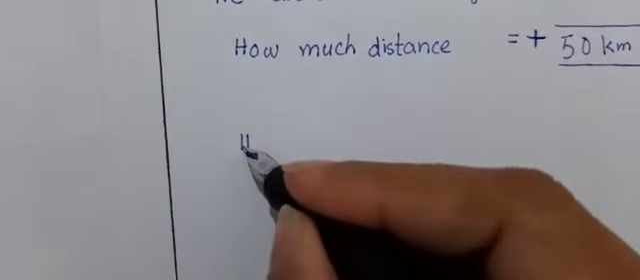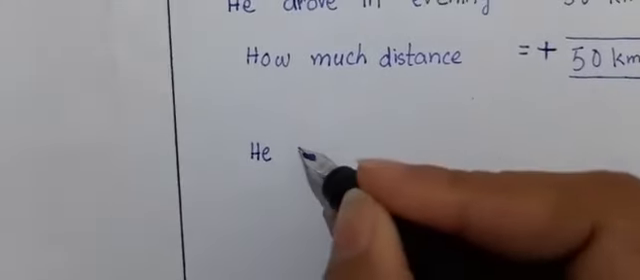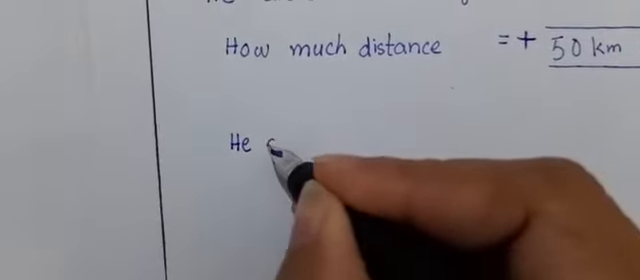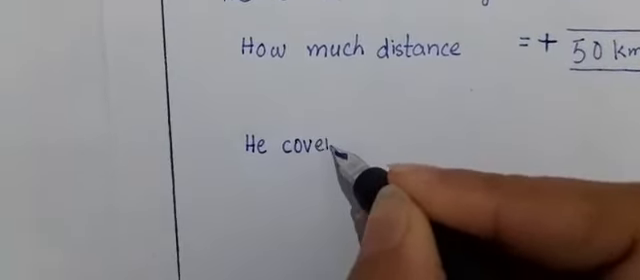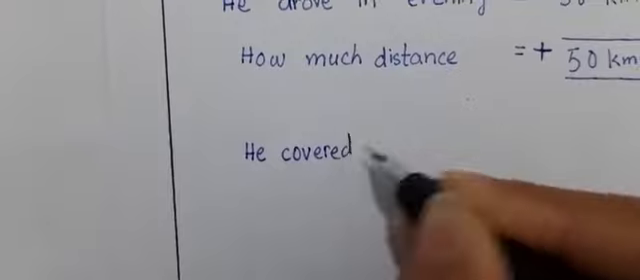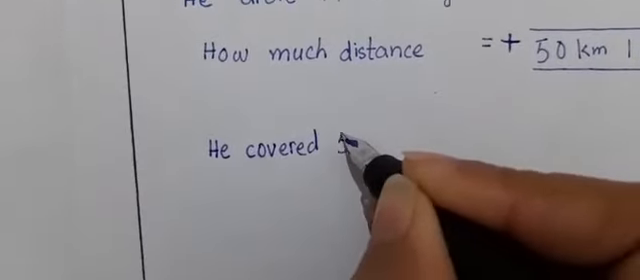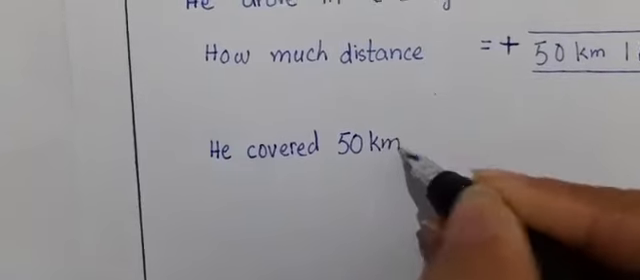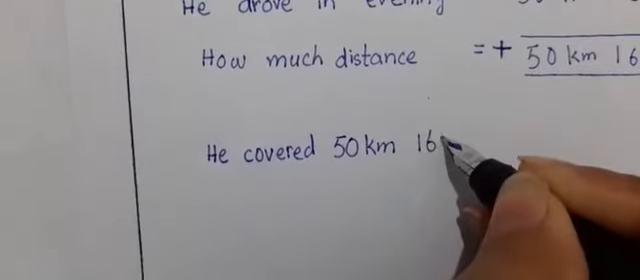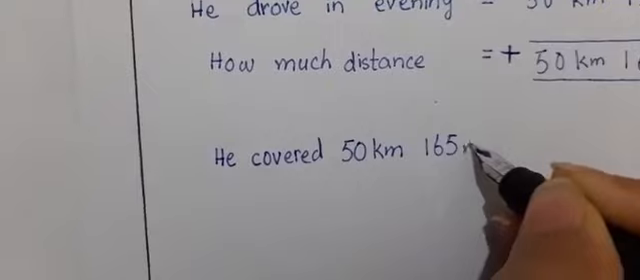We will write the answer over here. He covered, second form, he covered 50 kilometers 165 meters. Okay.